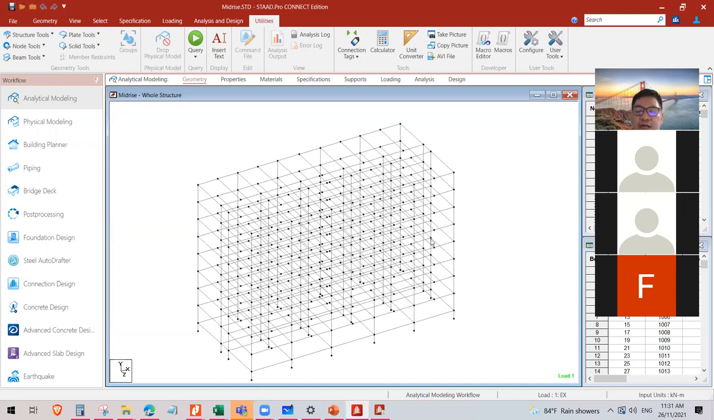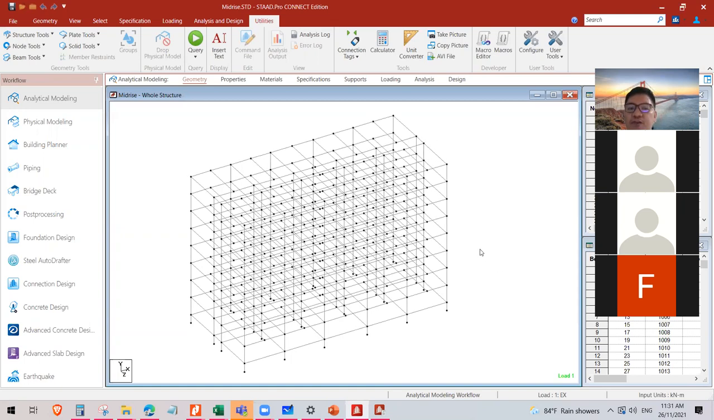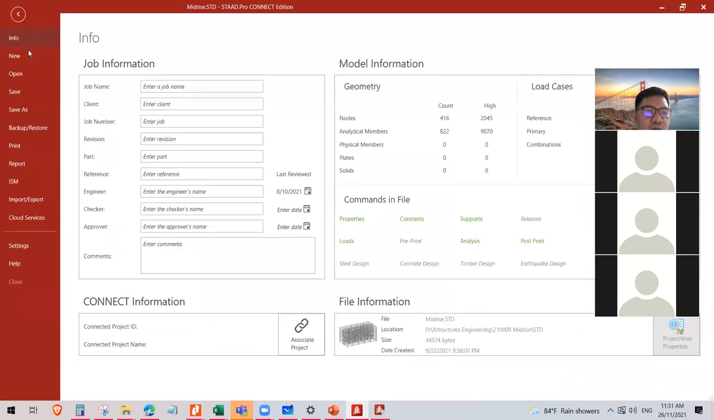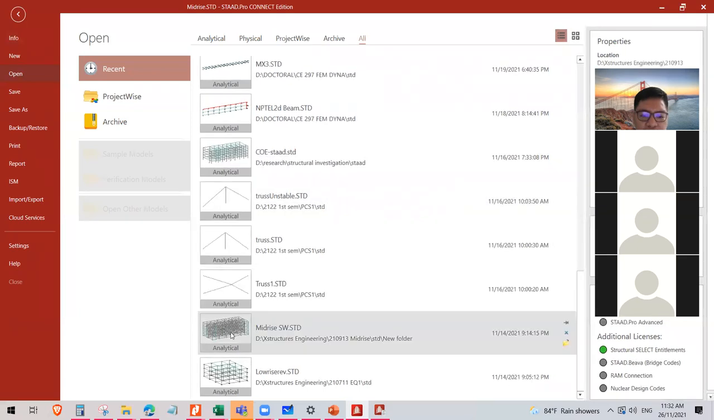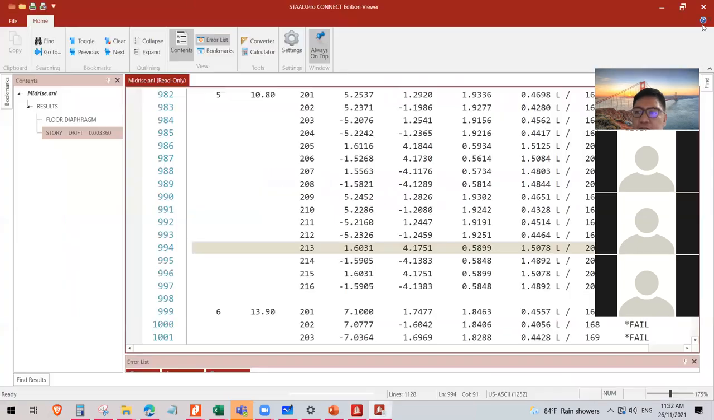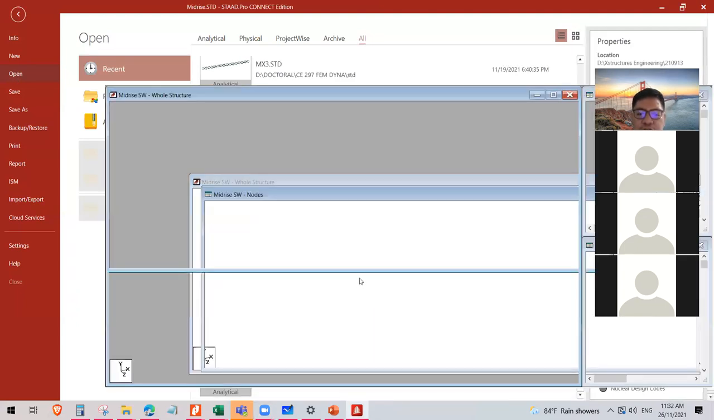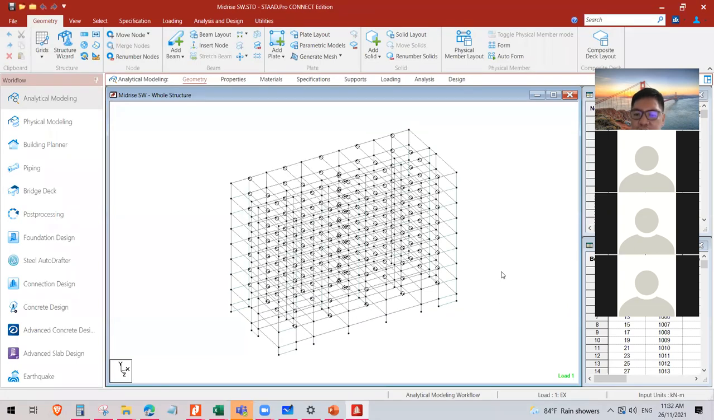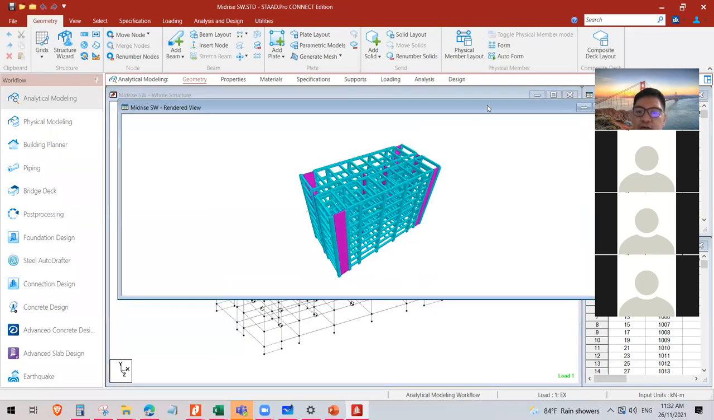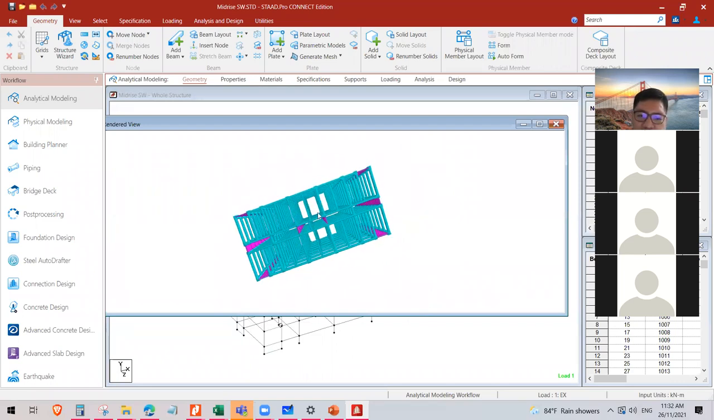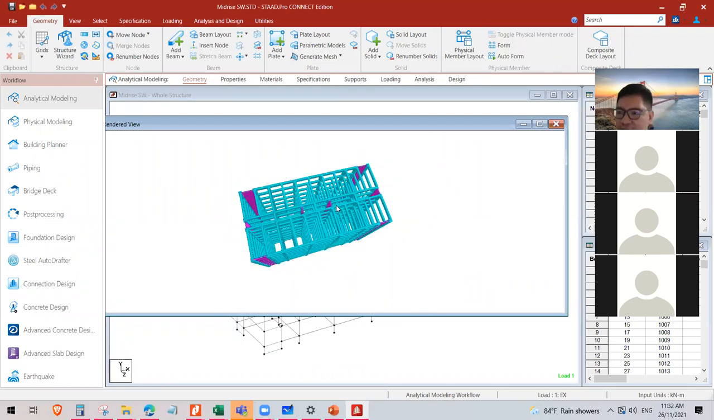Kaya for this building, you need shear wall. You need a stiff element para maging stiffer yung building such that hindi siya mag-sway ng malaki. And that is this one, shear wall. So close ko muna to. Pakita ko naman yung version niya na may shear wall. So may shear wall na siya. Okay? Makita nyo, equal din yung distribution niya, so wala rin itong rotation.